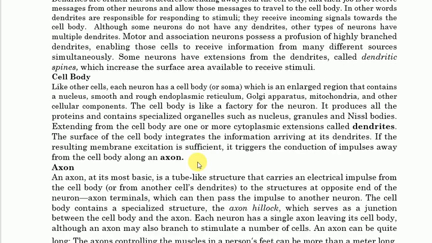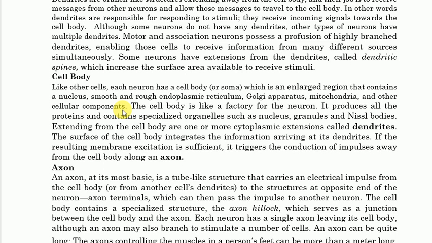From there we have the cell body. Like other cells, each neuron has a cell body or soma, which is an enlarged region that contains the nucleus, smooth and rough endoplasmic reticulum, Golgi apparatus, mitochondria and other cellular components. Kwa unaona any neuron lazima iwe na cell body ambayo ina component hizo zilizotajwa. Kuna smooth and rough endoplasmic reticulum, Golgi apparatus. Kila mmoja hapo ana kazi yake.